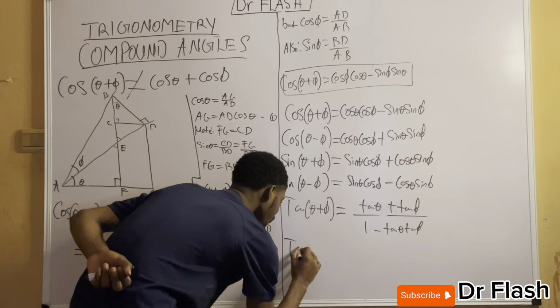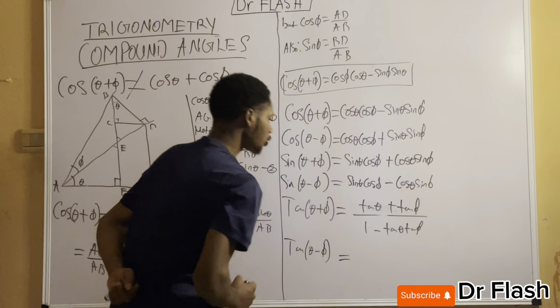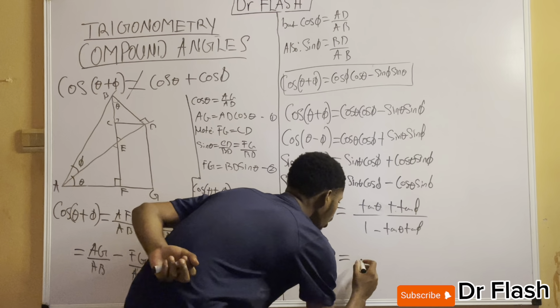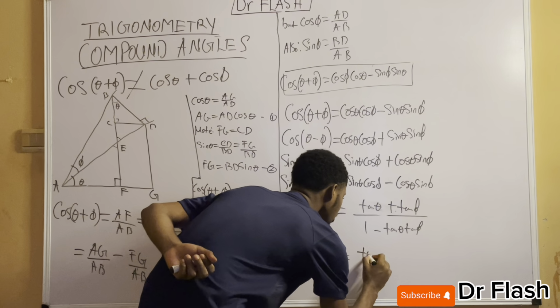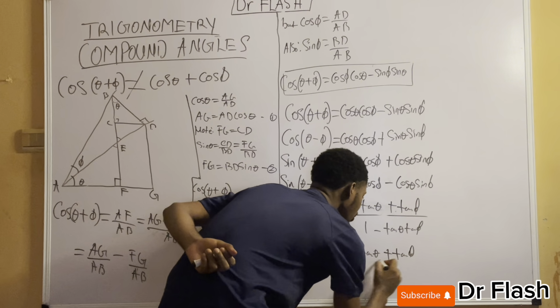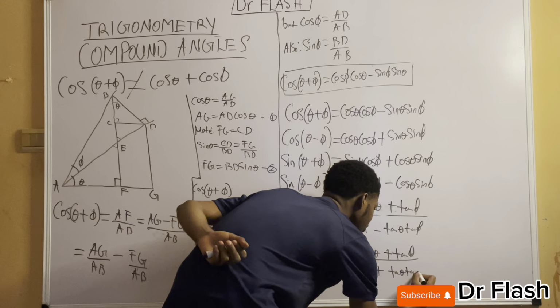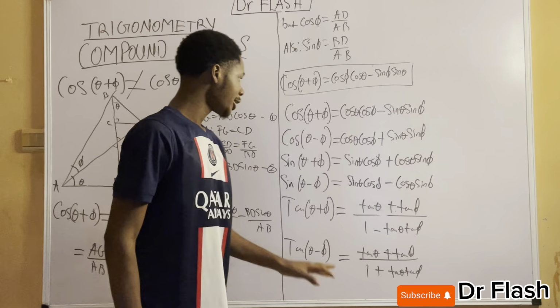And then for the negative one, tan(theta minus phi). Now this will be equal to tan theta minus tan phi, okay, over 1 plus tan theta tan phi. That is the only difference. Okay, so here are the formulas.